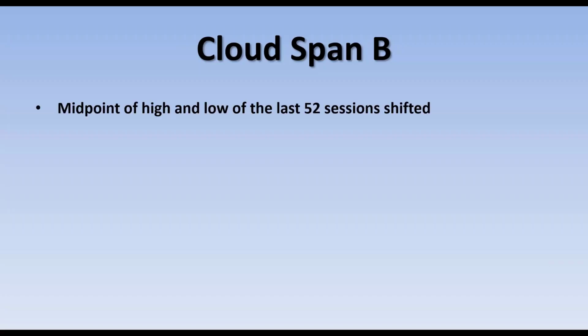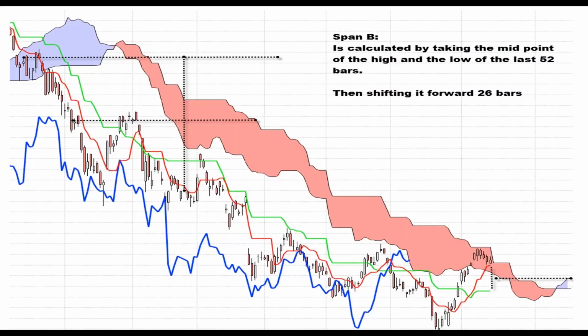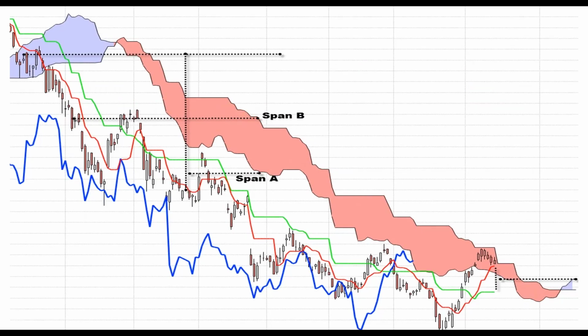Cloud span B is the midpoint of the high and the low of the last 52 sessions. Here's what this looks like. You're going to take a point in time, count back 52 bars, locate the midpoint, and then forward project in the future 26 bars. That's going to give you the other side of the cloud. Once again, every decent platform out there will do this for you. I'm just telling you how it all works, okay?